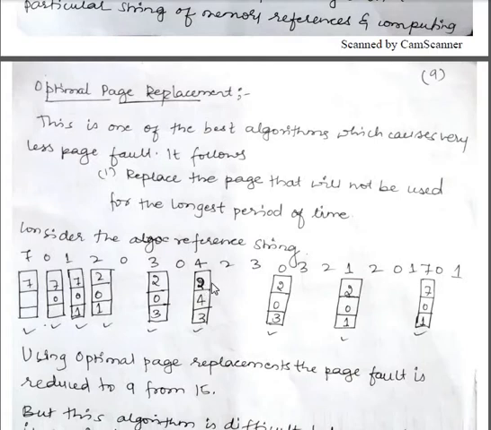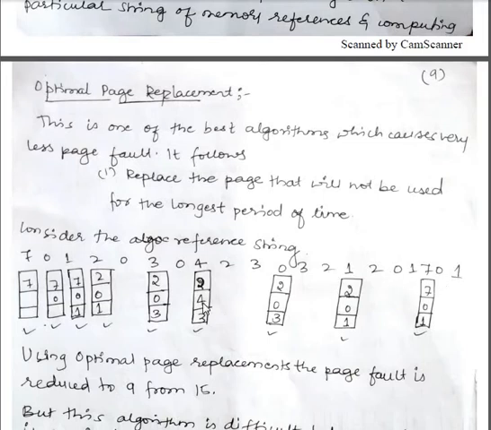Next reference is 2. 2 is already present here. Next reference is 3. 3 is also present. Next reference is 0. 0 is not present here. Which one to replace? Check the future references now again. 2 will be referenced here. 4 is not at all referenced.